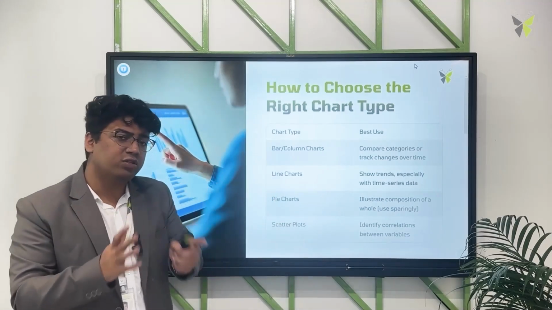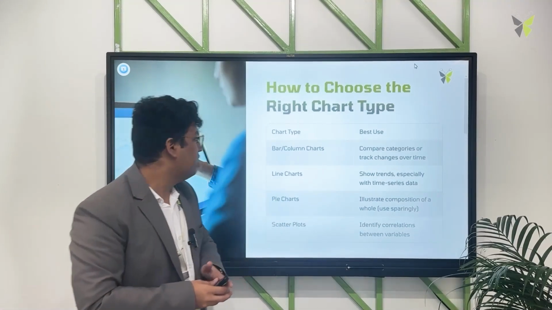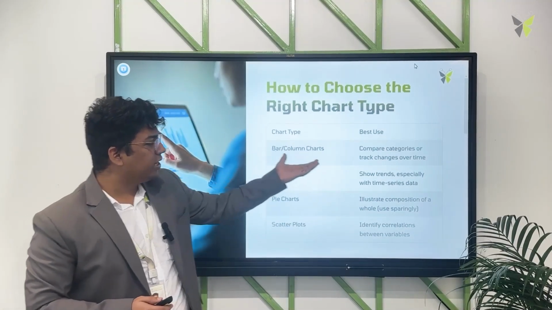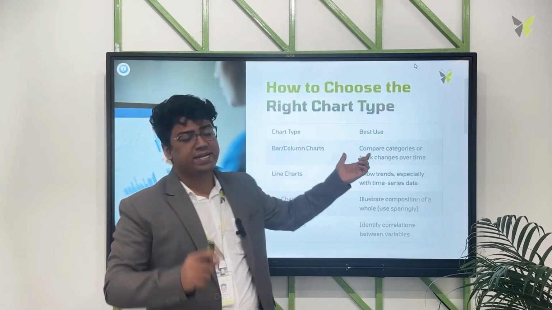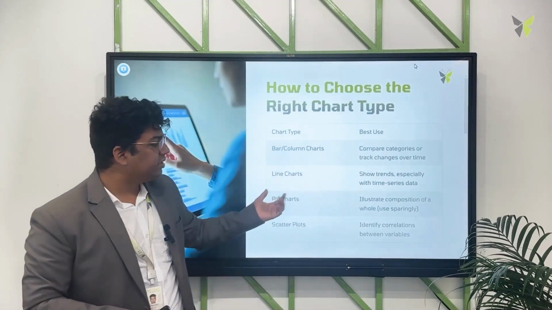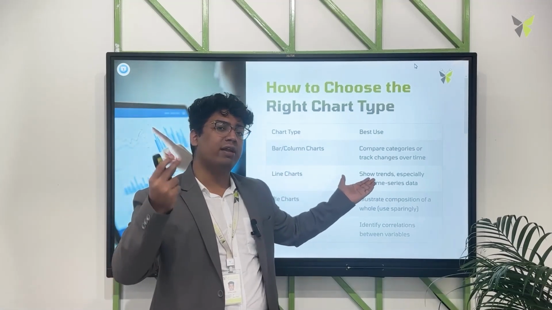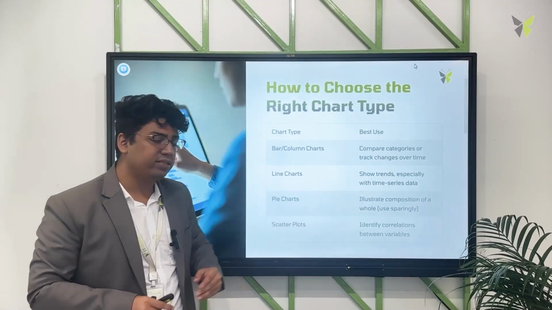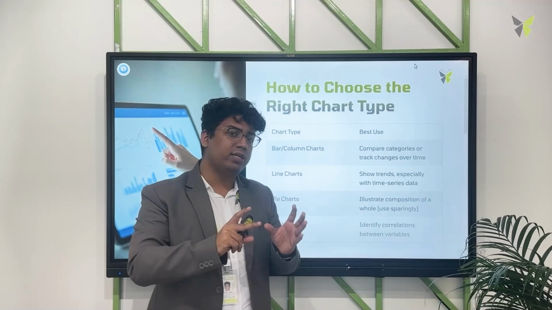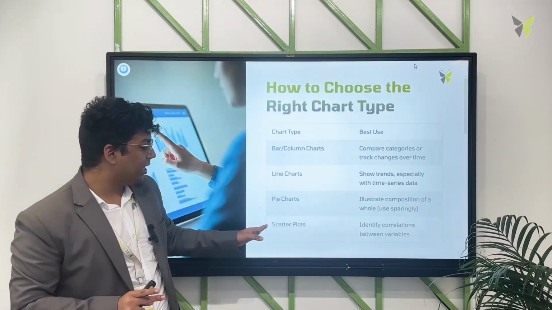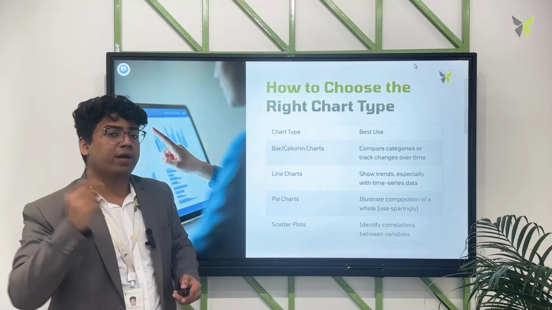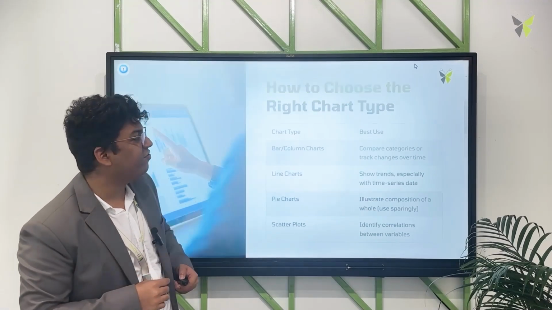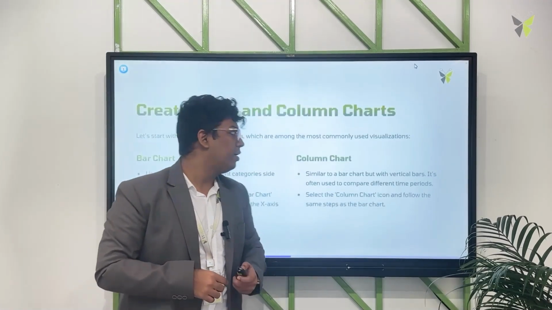So let's start by answering a simple, famous question: how to choose the right chart? For what visualization should I choose which chart? Bar and column charts are best used to compare categories. Line charts are most relevant with time series data. Pie charts show how much proportion is taken up by each factor. And finally, scatter plots are used whenever you want to show some kind of correlation between different features or columns that you have.